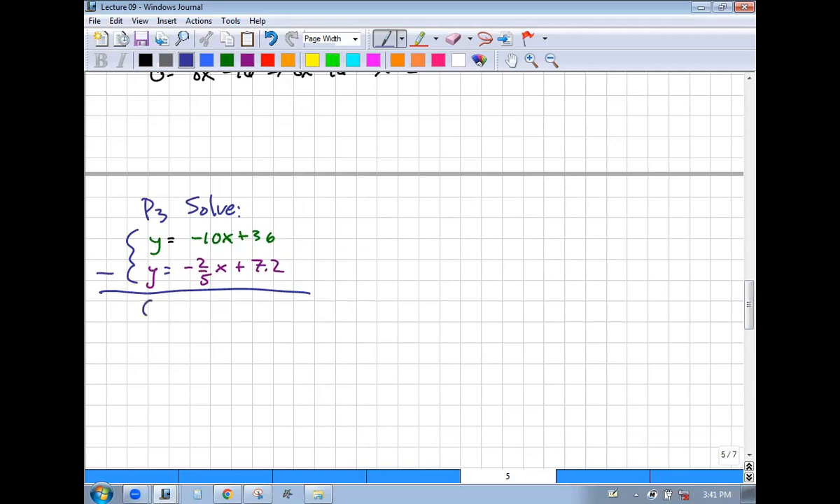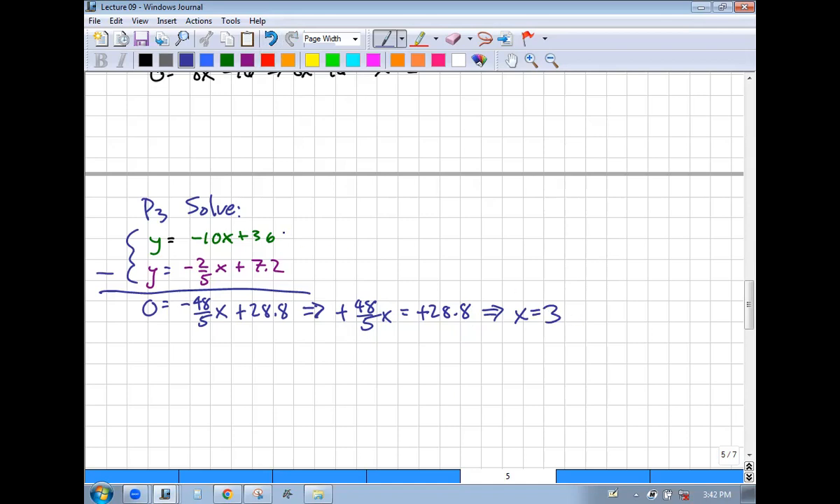If we just subtract, y minus y is 0, we have negative 10 minus minus is plus 2/5. Let's see, 10 is 50/5, right? So this would give us a negative 48/5. Negative 48/5 x. And now I have 36 minus 7.2. It gives us a 28.8. So negative 48/5 x equals negative 28.8, if I move the 28.8 to the other side, now they're both negative. I'll just multiply both sides by 5 over 48. I multiply 28.8 times 5 and then divide by 48, I get 3.